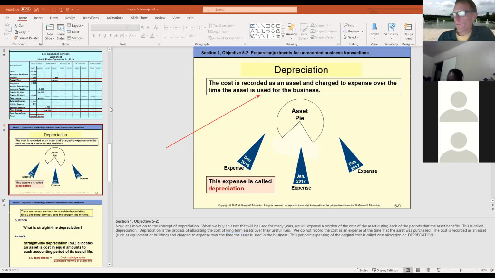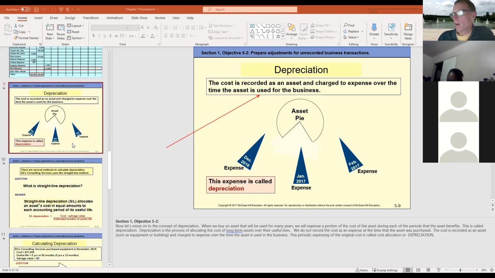In a moment, I'm going to show you the formula. So again, it's all about time periods. And of course, in this particular slide, you notice it says asset, then you've got expenses and all these different years. Well, we have to have a way to allocate that.